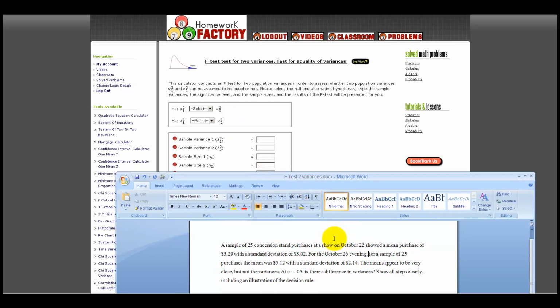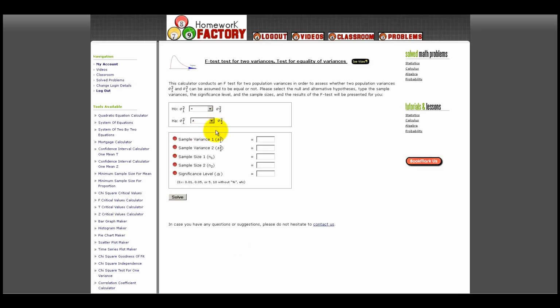Here we are provided with information about two samples. Sample 1 contains 25 elements and has a standard deviation of 3.02. And sample 2 has also 25 elements and has a standard deviation of 2.14. So we're interested in assessing whether or not the variances have a difference. In that case, we're interested in testing this. The null hypothesis is that the variances are equal, and the alternative that we're interested in is that they're different.